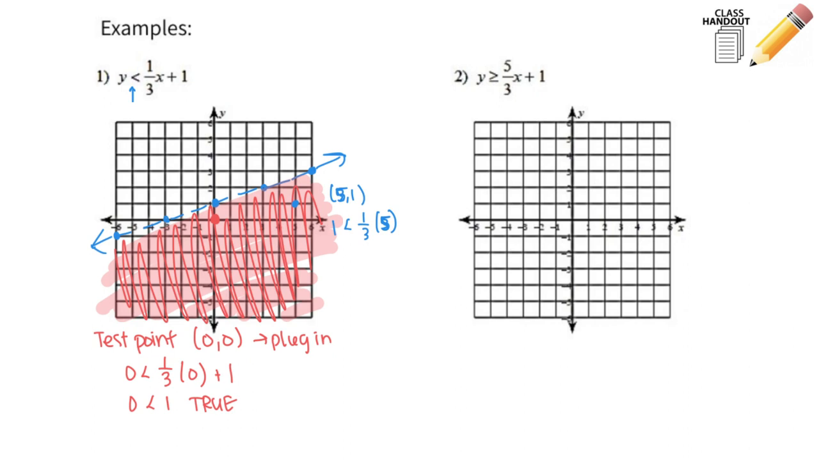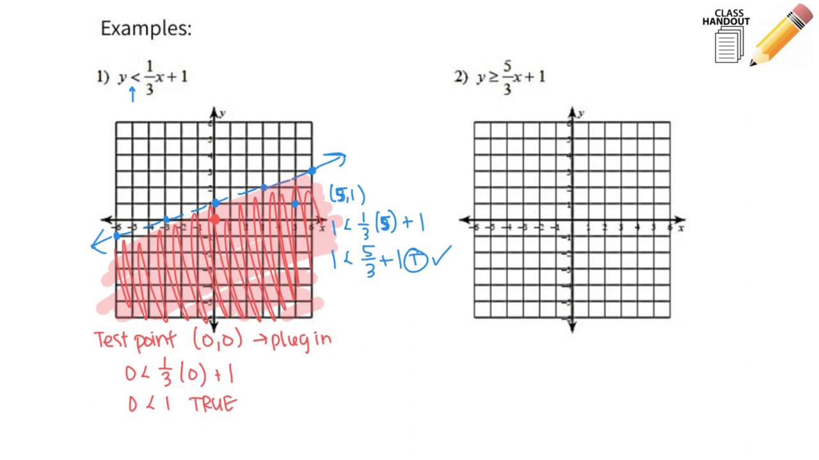1/3 times 5 plus 1. That's 1 is less than 5/3 plus 1. Well, I know that has to be true since anything plus 1 is going to be greater than 1. So that's true. So that checks out. That means that I did shade the correct side.